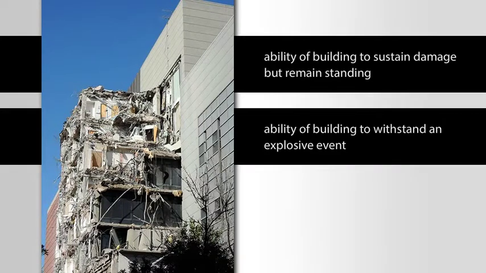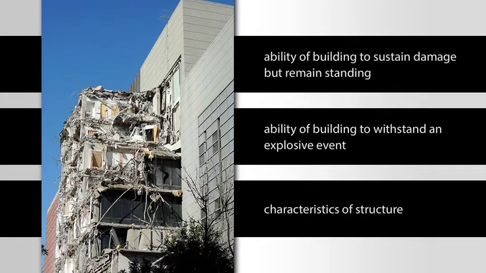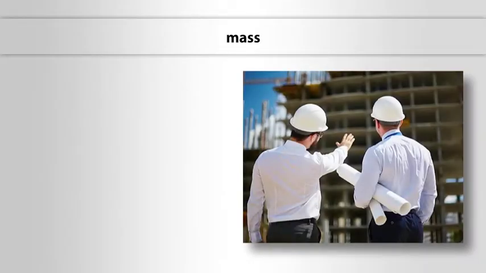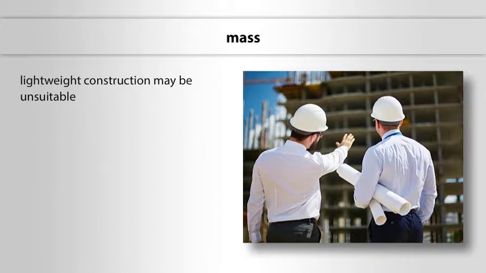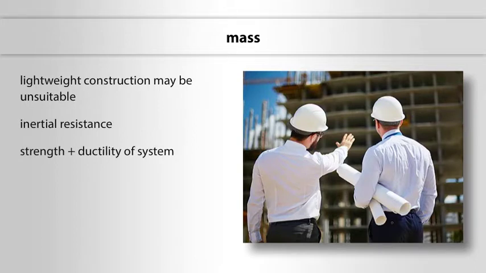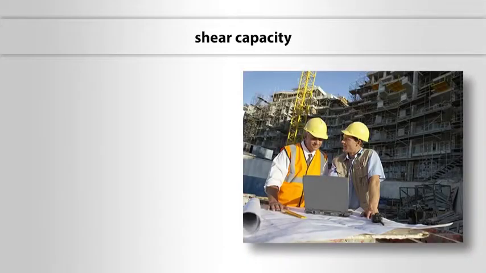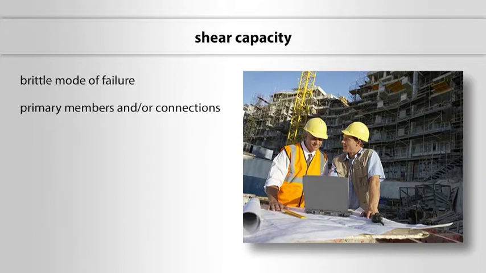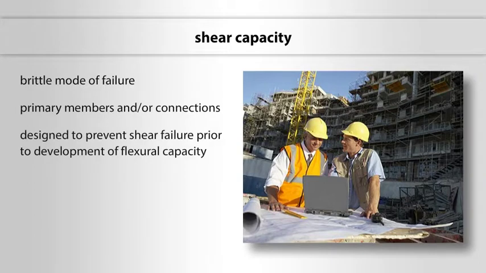The ability of a building to withstand an explosive event and remain standing depends on the characteristics of the structure. Some of these characteristics include mass. Lightweight construction may be unsuitable for providing resistance to blast loading. Inertial resistance may be required in addition to the strength and ductility of the system. Shear capacity. Shear is a brittle mode of failure, and primary members and/or their connections should therefore be designed to prevent shear failure prior to the development of the flexural capacity.